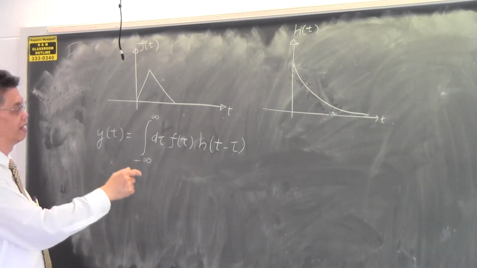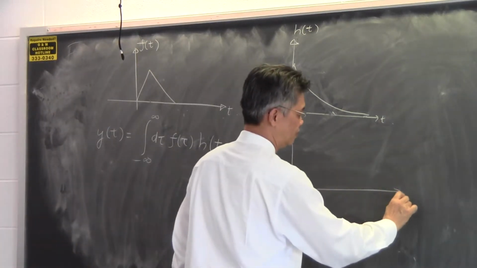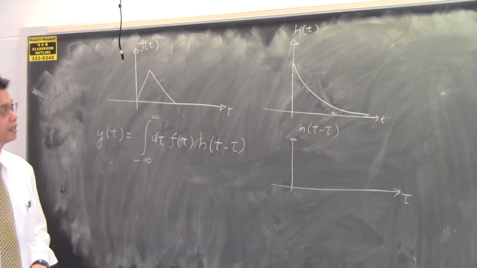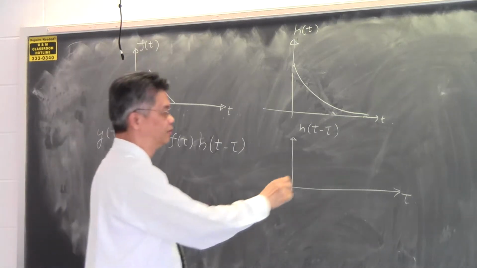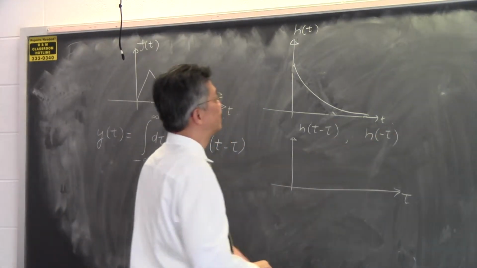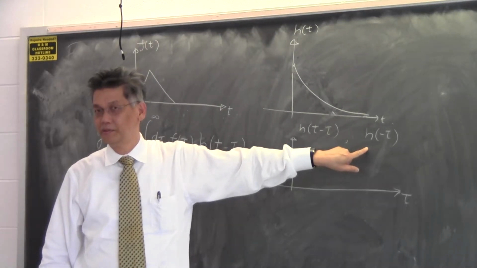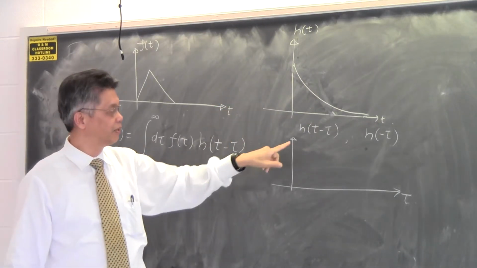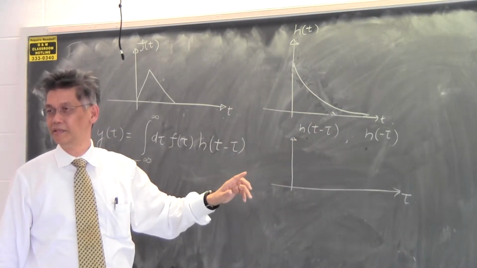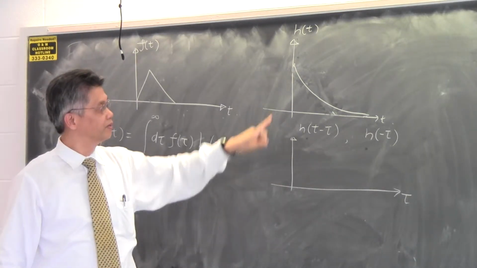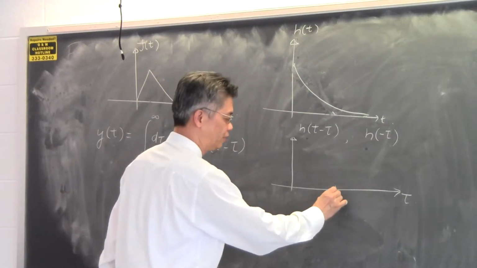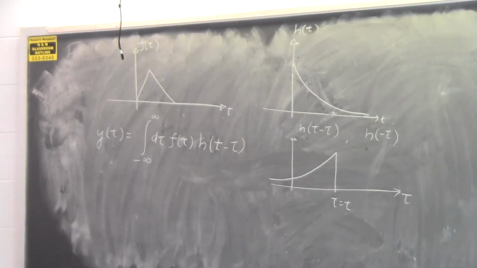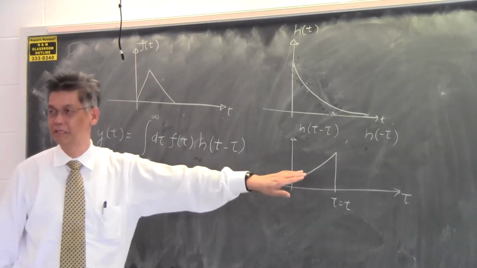You perform this integral, and what actually are you doing? If h of t looks something like this, as a function of tau, how does h of t minus tau look like? First, let me ask you, if h of t looks something like this, what does h of minus tau look like? It's just this flipped around, right? And then what about t minus tau? When tau equals t, the argument is 0. So the origin point gets shifted to the point where tau equals t. So it gets flipped around and looks something like this. This function looks something like this. So the second term looks something like that.